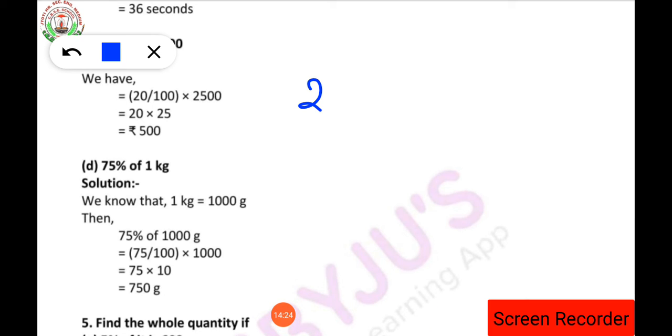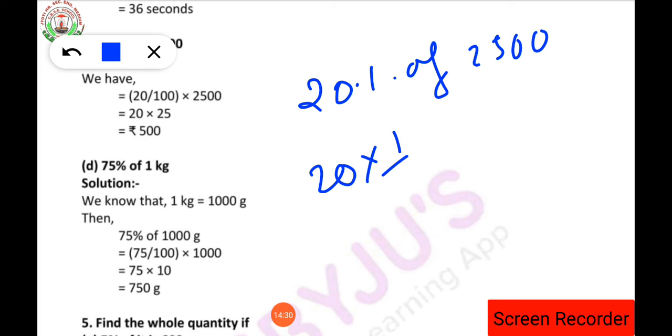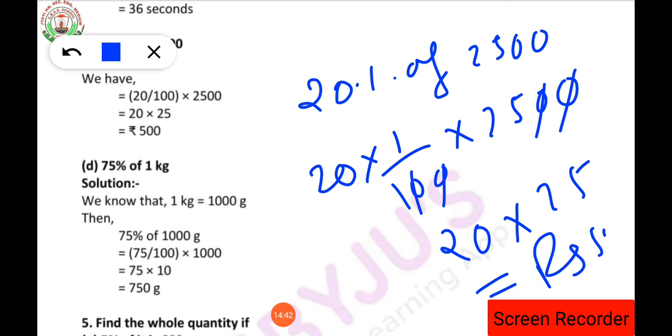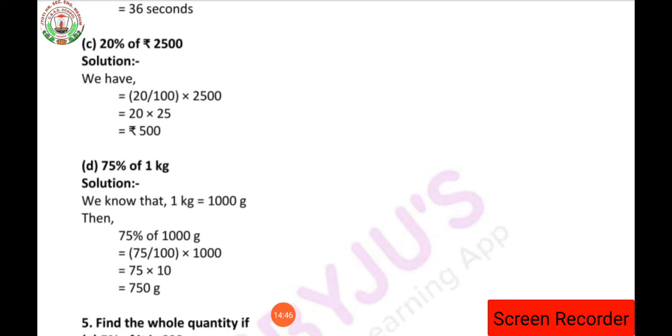And the same way we are going to see the C part. What is the question? 20% of 2500. So 20 into 1 by 100 into 2500. So 2 zeros will get cancelled. What is the number left out? 20 into 25. So the answer will be rupees 500. Clear? Understood up to here?